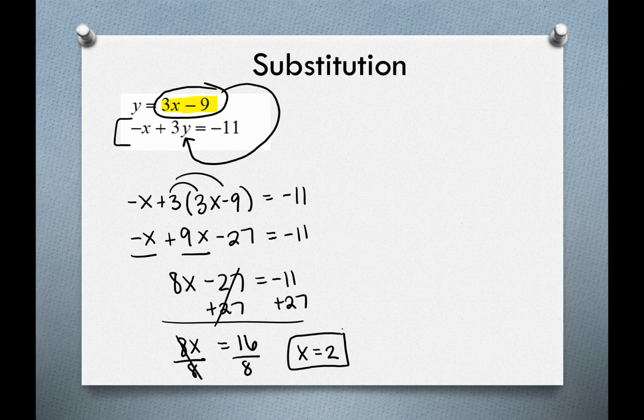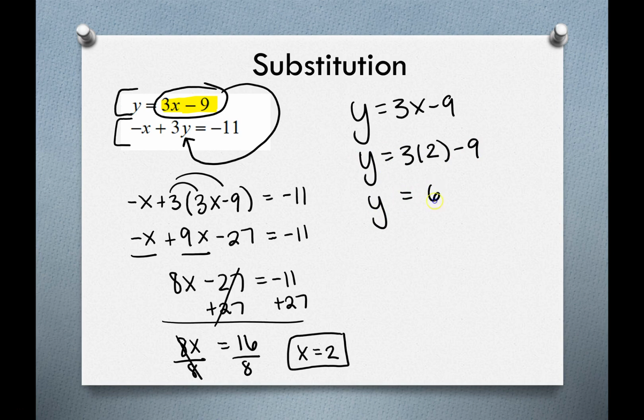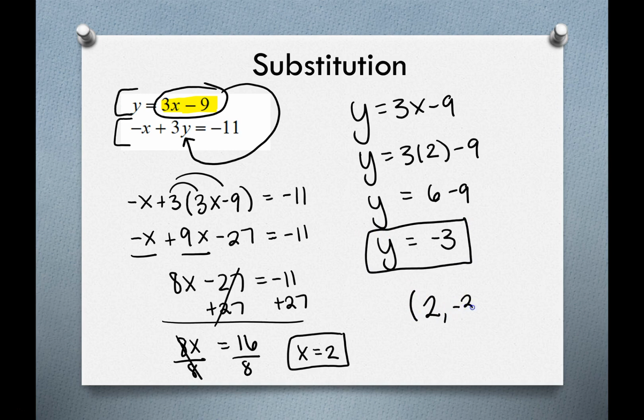Final step here is to go back into my first equation, y equals 3x minus 9, and I'm going to put my x of 2 right there. So that's going to give me y equals 3 times 2 minus 9. That gives me y equals 6 minus 9. That's y equals negative 3. And that's all I need to do for my answer. If you'd like, you can write it as 2 comma negative 3.